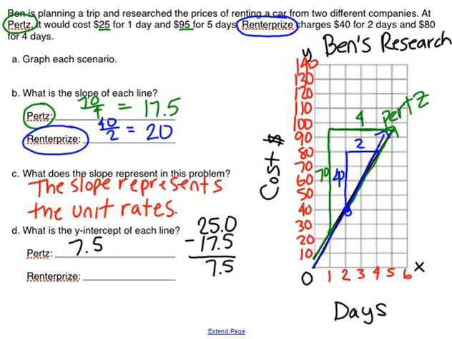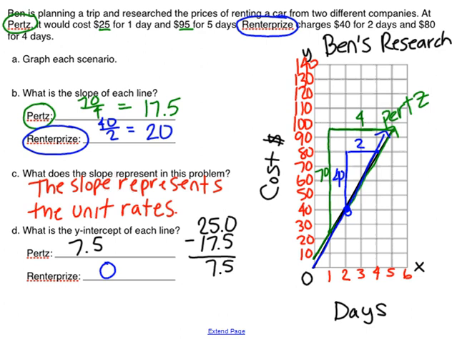Okay, then for Renterprise, this one, if it is $40 for 2 days, it would be $20 for 1 day. That would be our unit rate. And then if it's $20 for 1 day, that would actually be $0 for 0 days. Now, this one's a little bit tricky because the 7.5 y-intercept, that's going to represent your flat fee. So yes, I do realize that if you rent it for 0 days, it doesn't really make sense that you still have to pay $7.50. But they're charging that as maybe an upfront administrative fee or application fee or something like that.